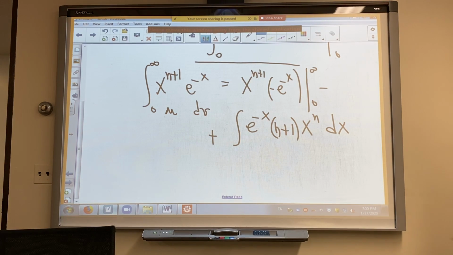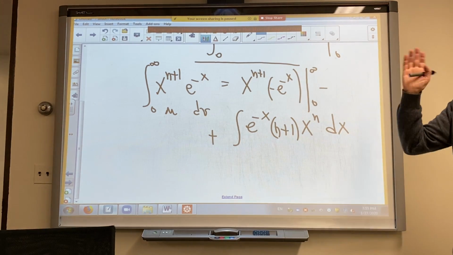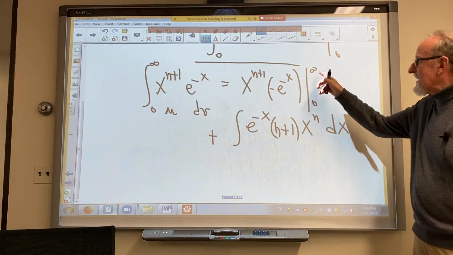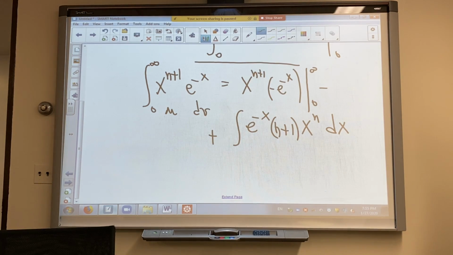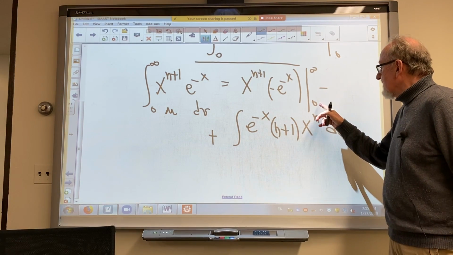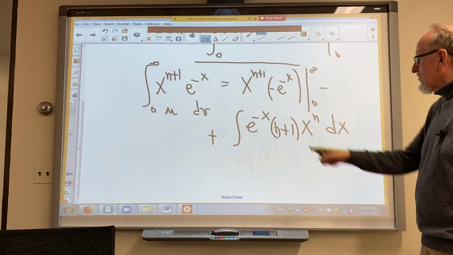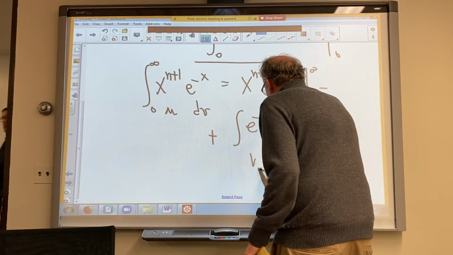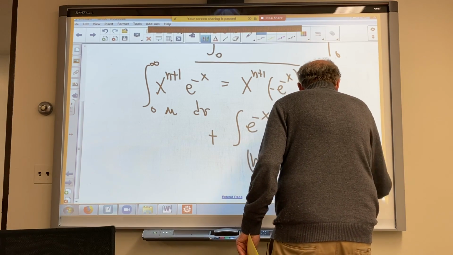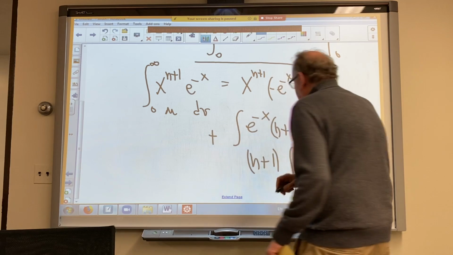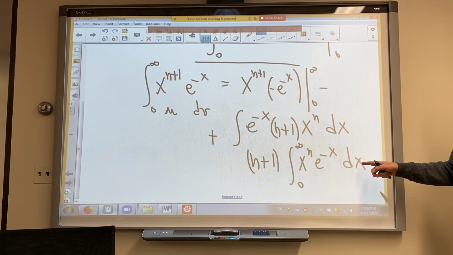So this is simply 0, because in the upper limit e to the minus infinity trumps any power there, so this is 0. And in the lower limit, when x is 0, the power is 0, so this is 0. So all you get is n plus 1 times the integral of x to the n e to the minus x dx, which we agreed that by the inductive hypothesis, this is n factorial.